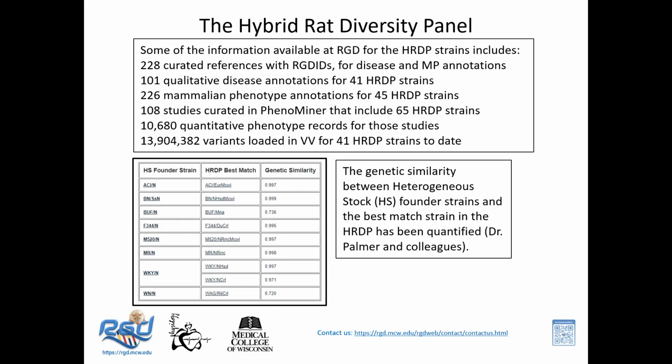These numbers are for exact HRDP strain IDs. They do not include closely related strains, substrains, or strains derived from HRDP strains, or their numbers would be higher. The genetic similarity between the HS stock founder strains and the HRDP strain that is the best match has been quantified by Dr. Palmer and colleagues. And on that original HRDP portal page, those strains are noted with a double dagger symbol.